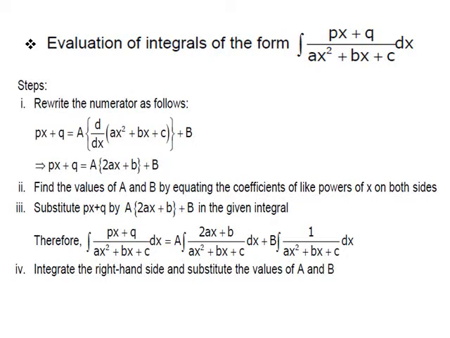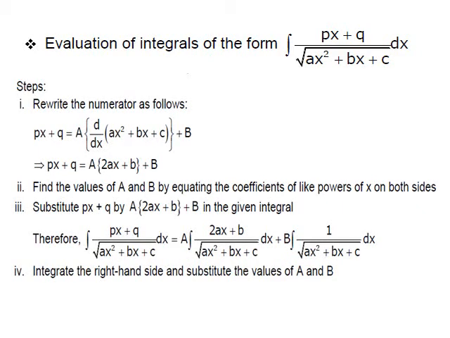Then substitute px plus q by a multiplied 2ax plus b in the given integral. Then express the given integral as sum of two integrals. After that, integrate the right hand side and substitute the values of a and b.